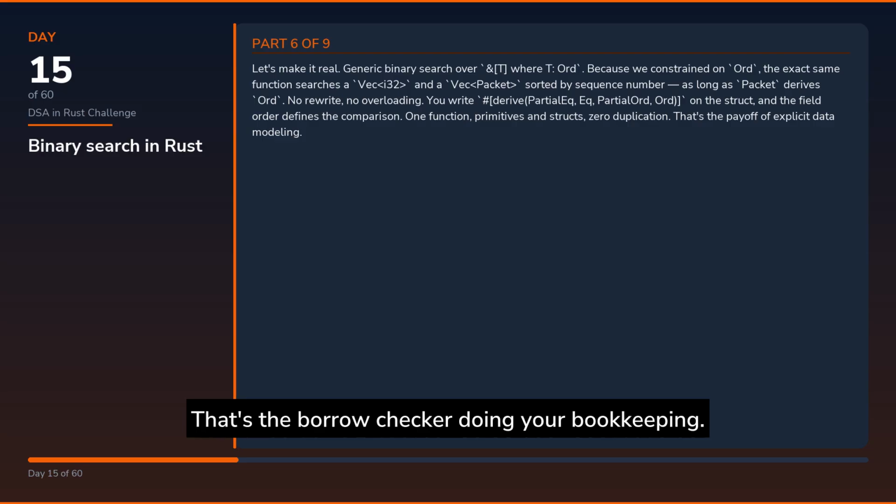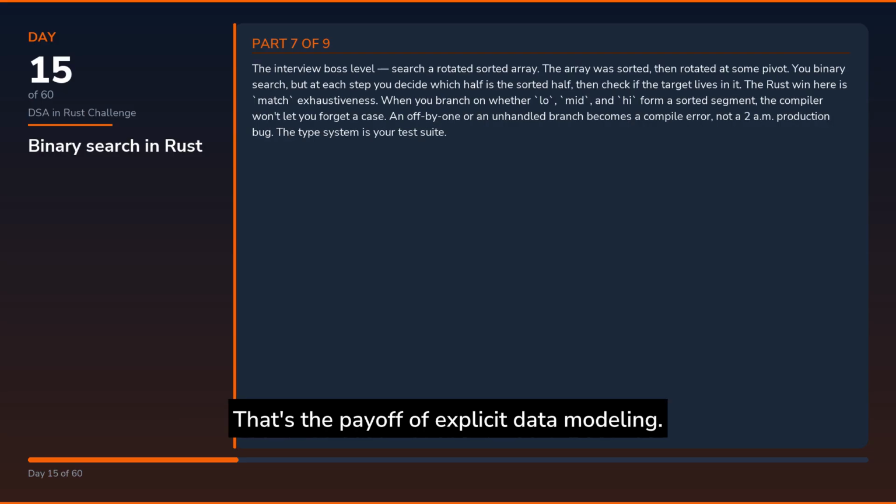The interview boss level, search a rotated sorted array. The array was sorted, then rotated at some pivot. You binary search, but at each step you decide which half is the sorted half, then check if the target lives in it. The Rust win here is match exhaustiveness. When you branch on whether low, mid, and high form a sorted segment, the compiler won't let you forget a case. An off by 1 or an unhandled branch becomes a compile error, not a 2 a.m. production bug. The type system is your test suite.